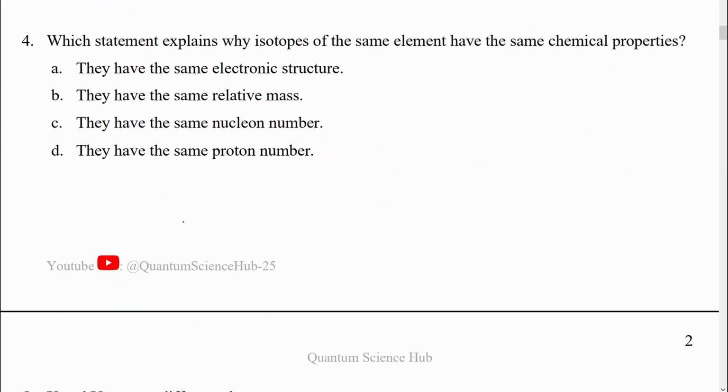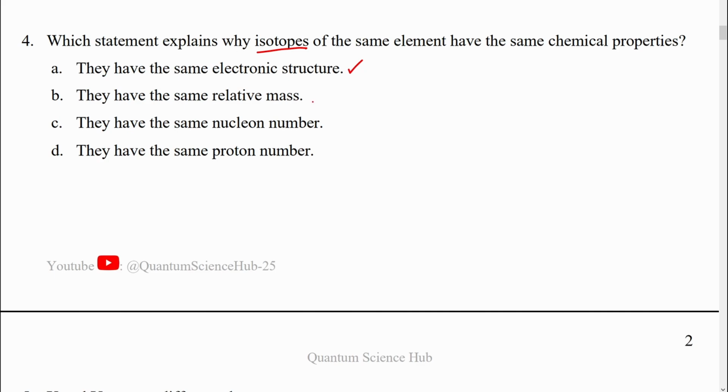Question 4. Which statement explains why isotopes of the same element have the same chemical properties? Okay, again, what is isotopes? Isotopes are elements with the same number of protons but different numbers of neutrons, right? Okay, option A, they have the same electronic structure. Yes, because this is the reason why they have the same chemical properties. Option B, they have the same relative mass. No. Since they have different numbers of neutrons, of course, their mass will be different, right?